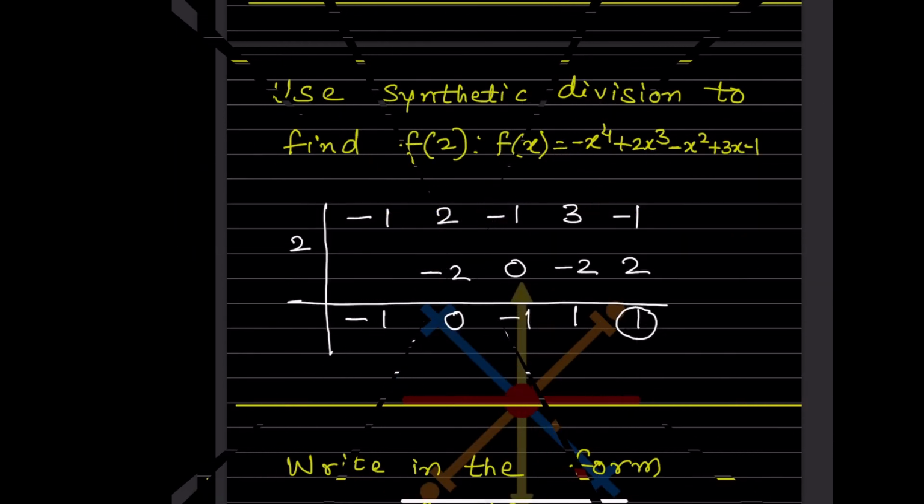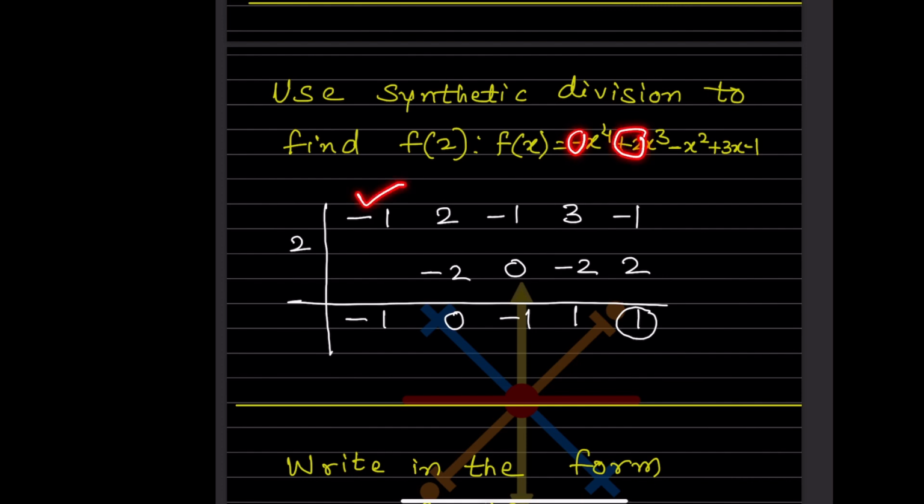Now you have to use, so we'll see this one, use synthetic division to find f of 2, and f of x is given as minus x raised to 4 plus 2x cubed minus x square plus 3x minus 1. So now what will you do? You will take the coefficient of this, that is minus 1. So you will put here minus 1.